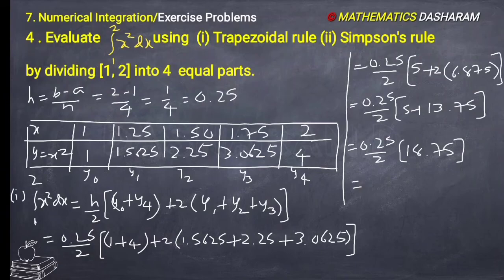So 0.25 into 18.75 is 4.6875 divided by 2. So then the final answer is 2.34375.